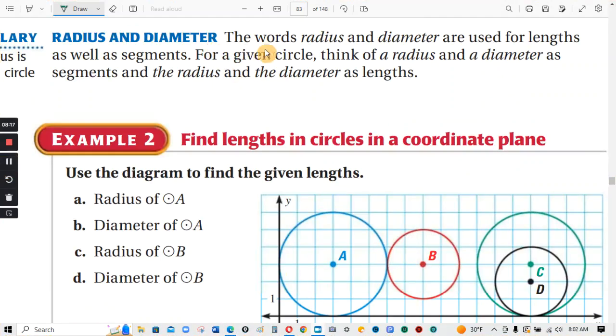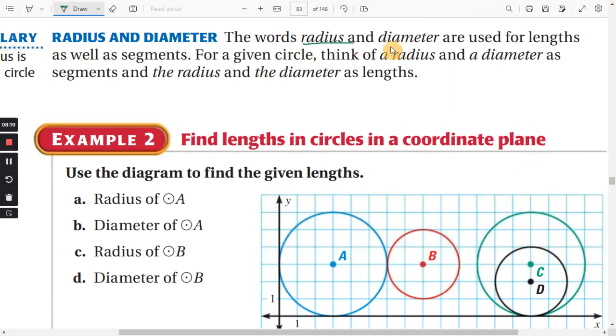All right, the words radius and diameter are used for lengths as well as segments. For a given circle, think of a radius and a diameter as segments, and the radius and the diameter as lengths.